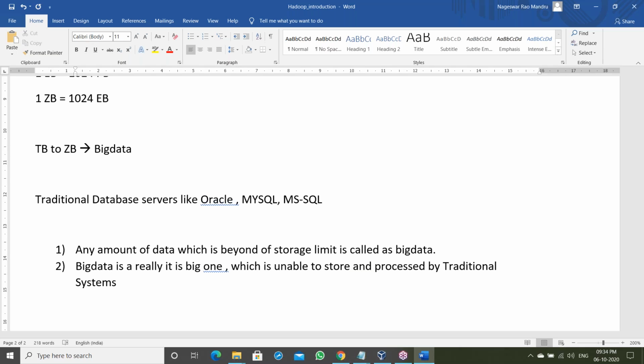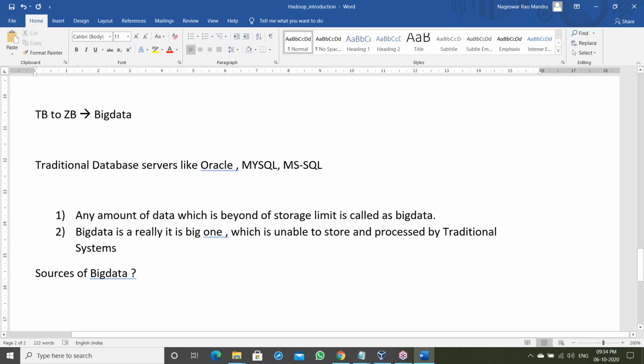Now let us see what the different sources of big data are. We are using many applications every day. There are different kinds of applications generating different kinds of data. Many applications generate a lot of data every day. Let us see some big data examples, the different sources of big data.